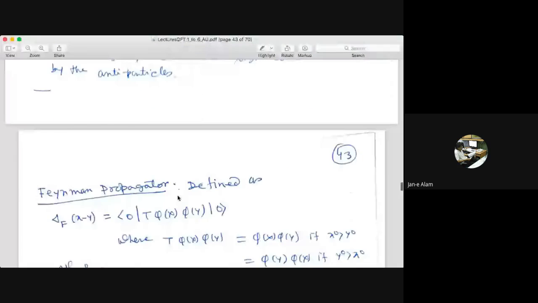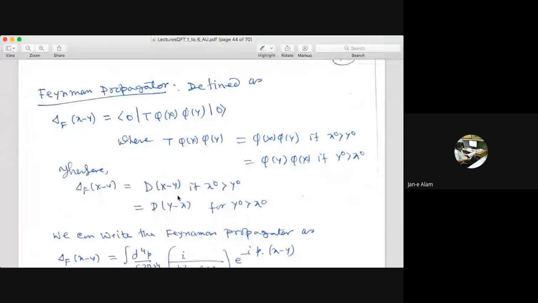Then we have discussed in detail the Feynman propagator. By Feynman propagator, what we mean is the vacuum expectation value of the two fields, phi x and phi y, with a time ordered product. This time ordered operator, sometimes also called the chronological operator, will be phi x phi y if the temporal component x0 is greater than y0, and it will be otherwise if y0 is greater than x0.